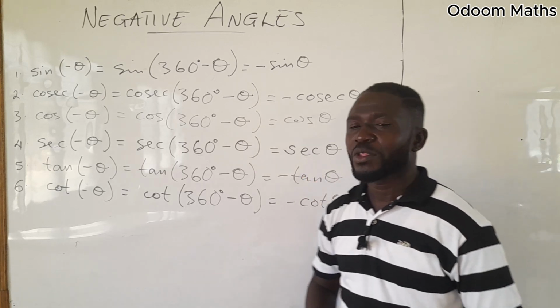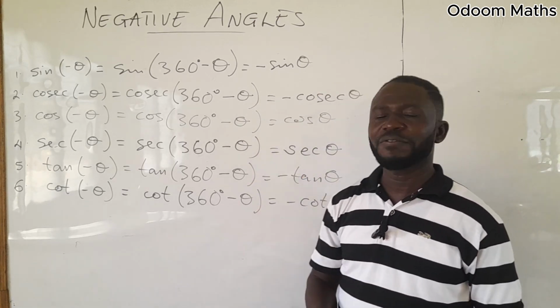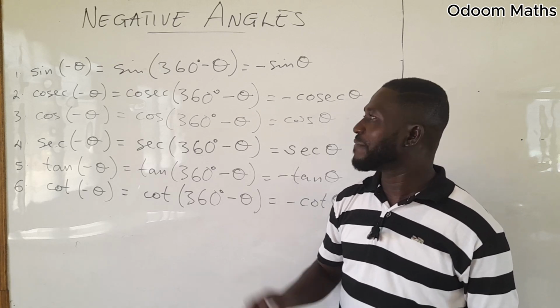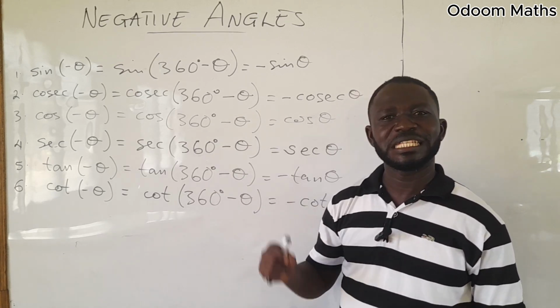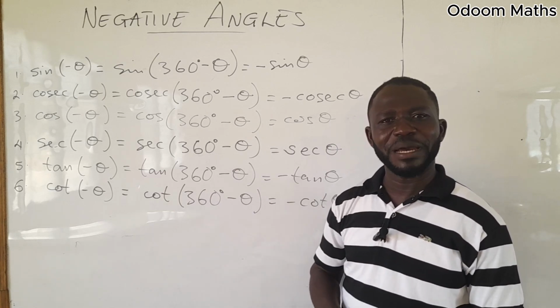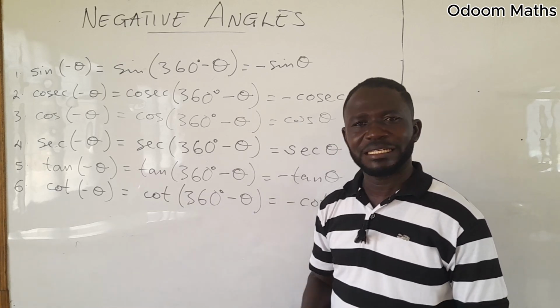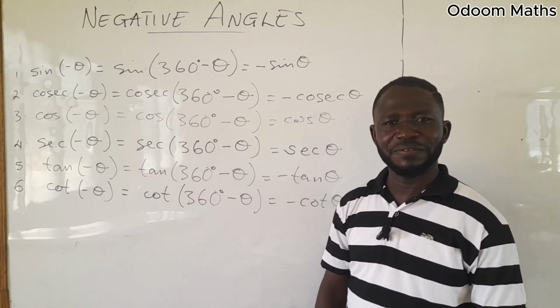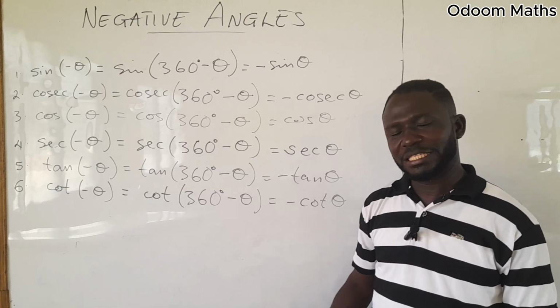So it means when you put a negative of any angle on your calculator, if it is sine, you are going to get the negative of that. If it is cos, it is not going to be negative, but rather positive. If it is tan, that is also going to give you a negative answer.